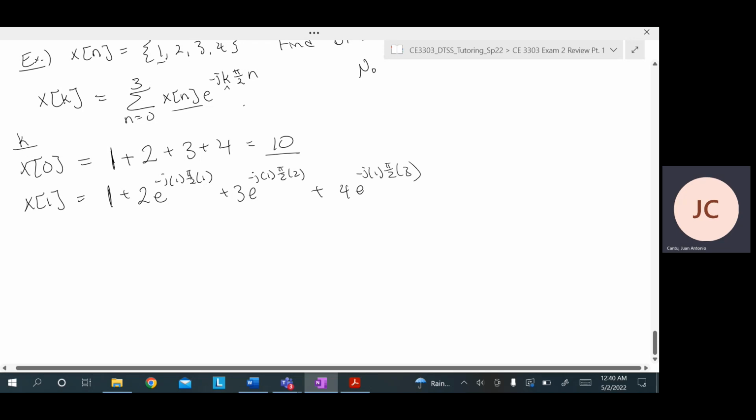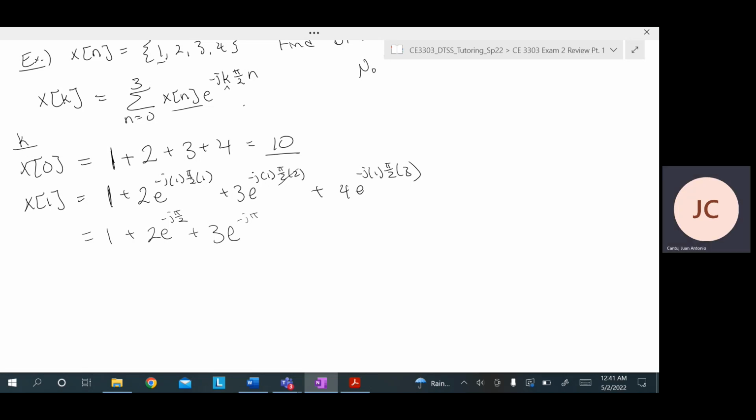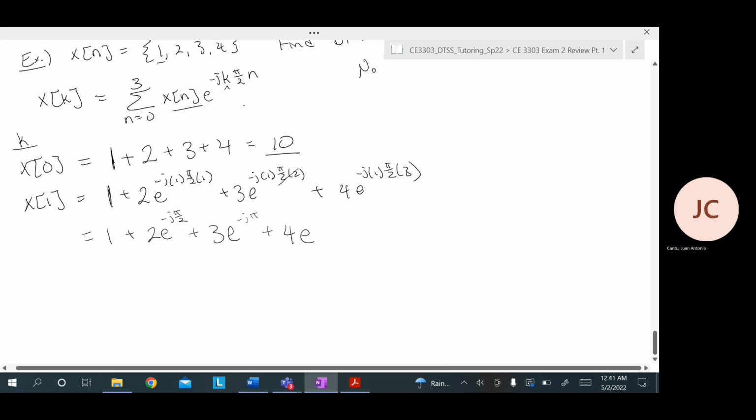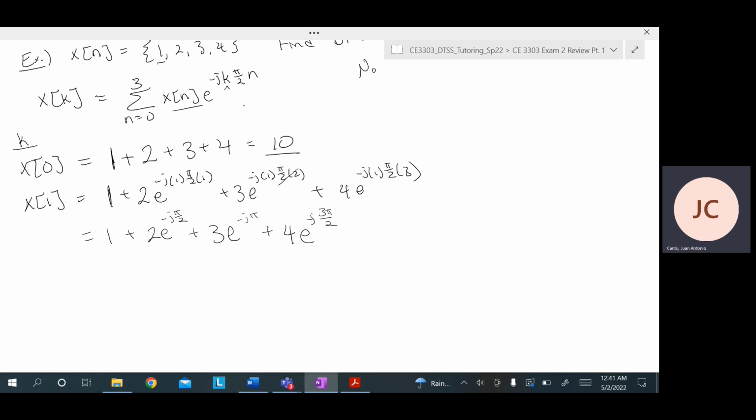Okay, so now with what we get there, we'll have 1 plus 2 e to the minus j pi halves, plus 3 e to the, these twos cancel out, so minus j pi, plus 4 e to the minus j 3 pi over 2. Remember, I said working with complex numbers is very important. So you have to be able to recognize what these are. So I'll have 1. Remember, e to the minus j pi halves is going to be negative j. So minus 2j.